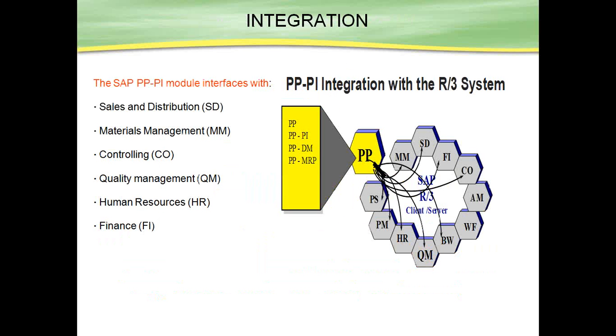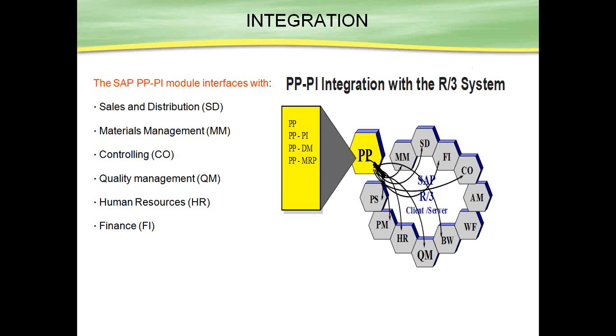Now this is a screen which shows that SAP PP is said to be a central module of SAP because the basic purpose of ERP is to monitor, control and account for your product. So SAP PP is in the center, a central module. It is linked with sales and distribution. When you are going to sell your product in the market, it will be linked with the sales and distribution.